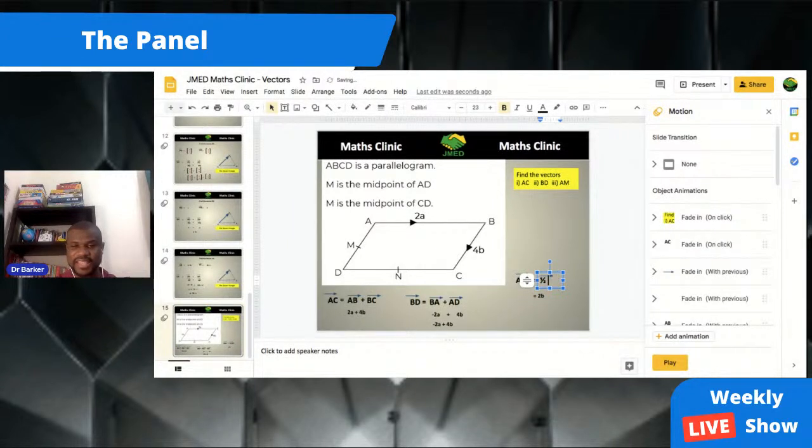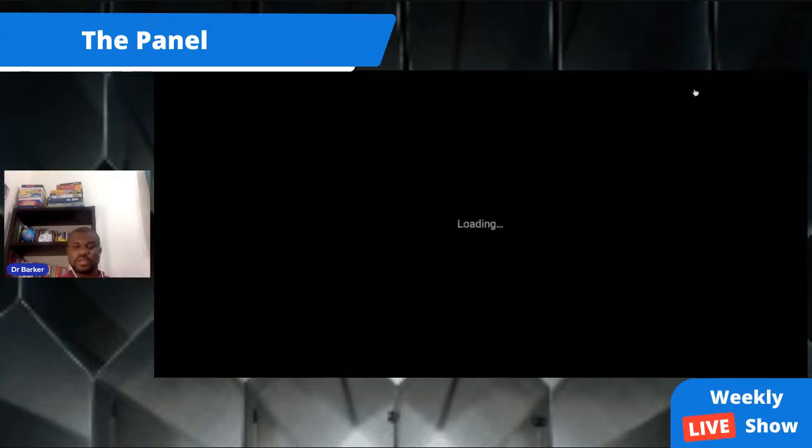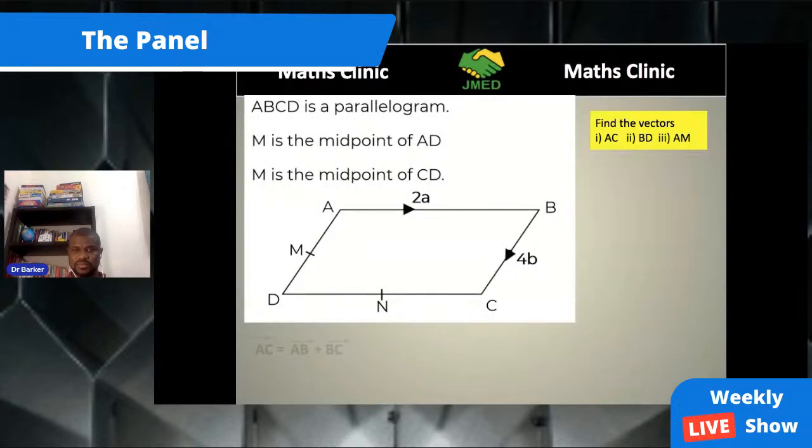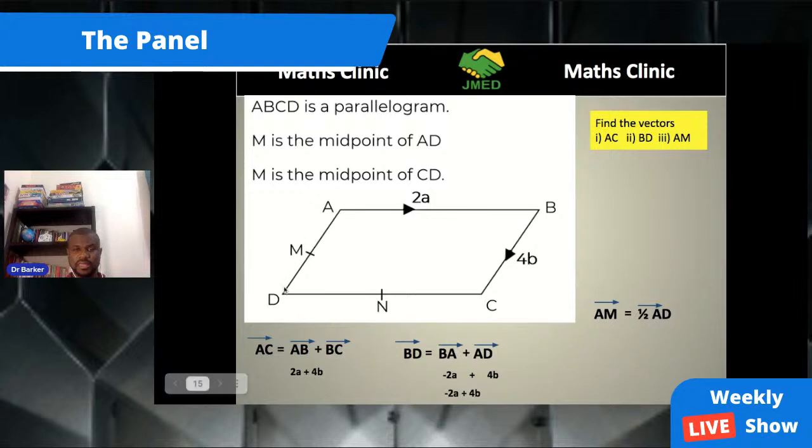So this is half AD. All right? That should be okay. So it is half of AD. Well, not necessarily. We don't need to do any minus 4B because the direction of AM and AD is the same as the direction of the BC vector, right?